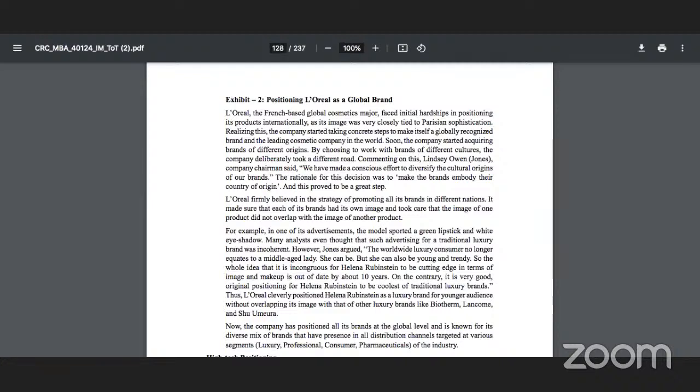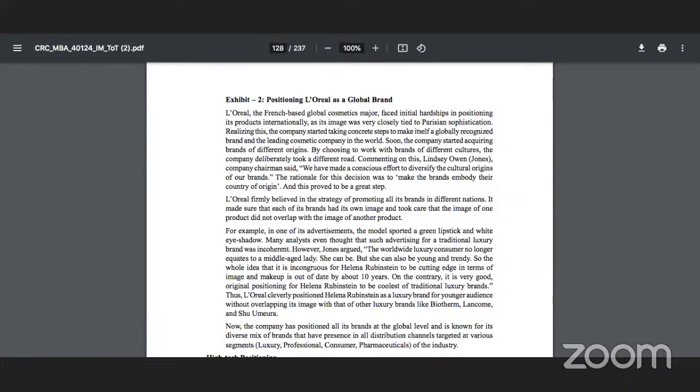So, positioning L'Oreal as a global brand, what did the company do? Being a cosmetic giant from the French region, the company initially faced hardships in positioning internationally because it was very closely positioned to its Parisian sophistication. Everyone who knows France and Paris knows that the products from there are very sophisticated and meant for an elite few. So what did the company do?